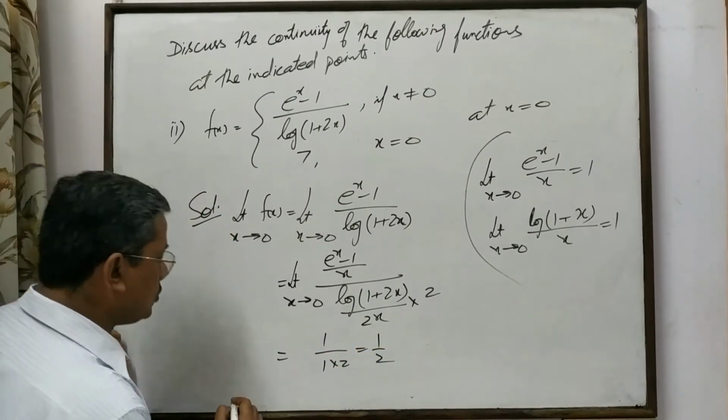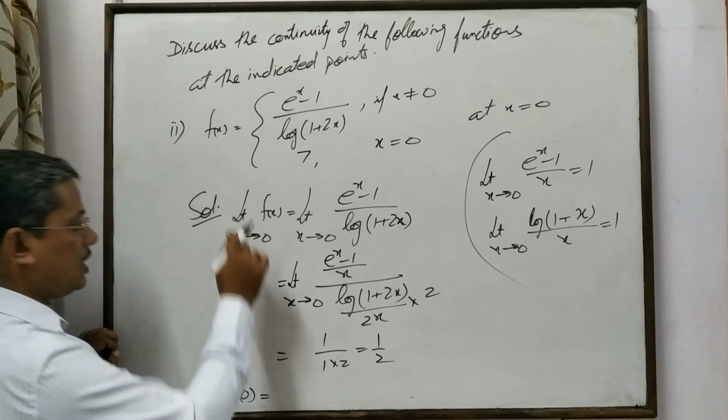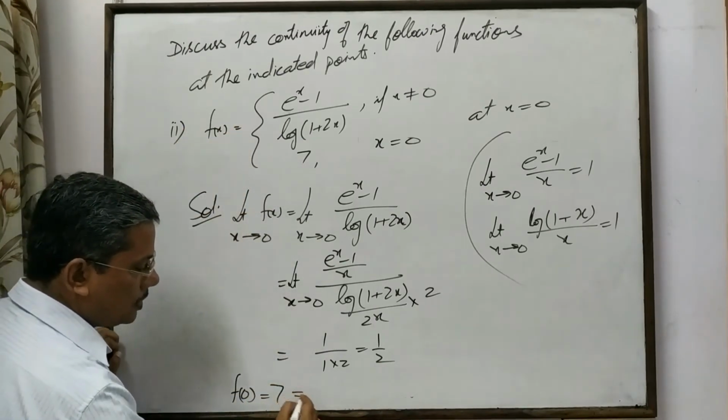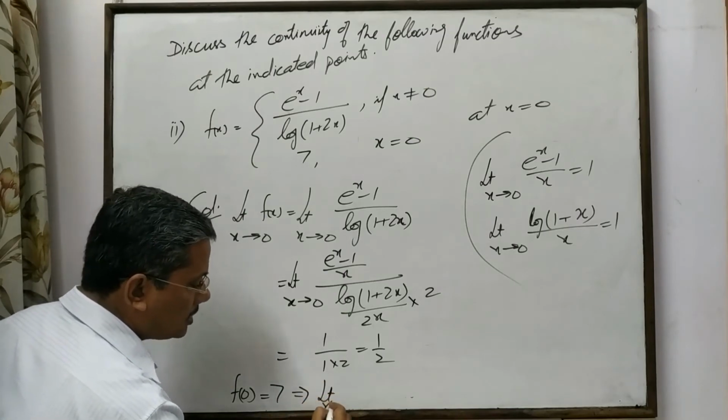And what about f of 0? The value of the function at x is equal to 0 is given as 7, which implies limit x tend to 0.